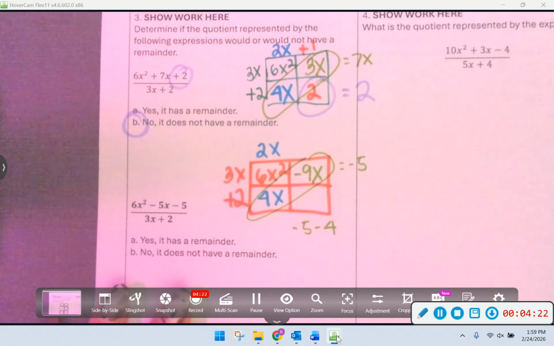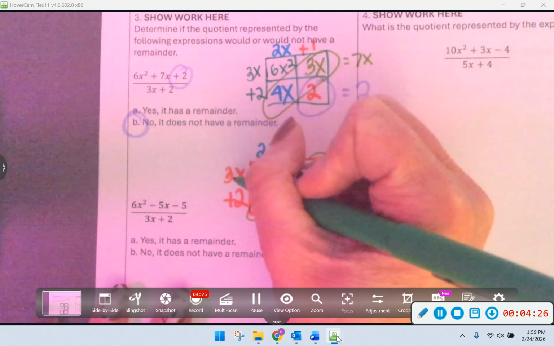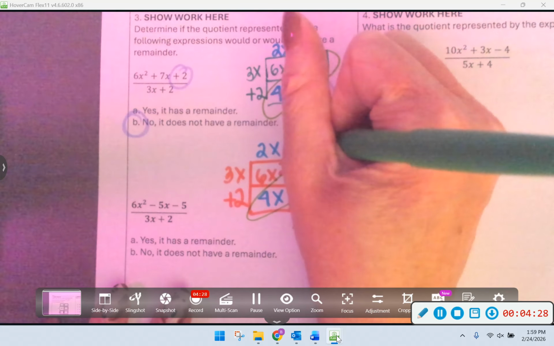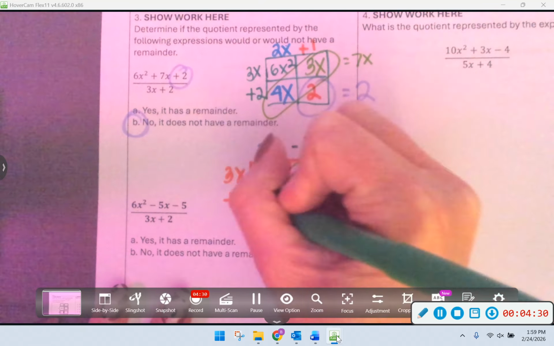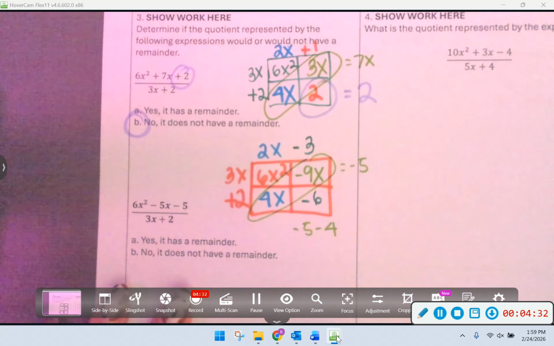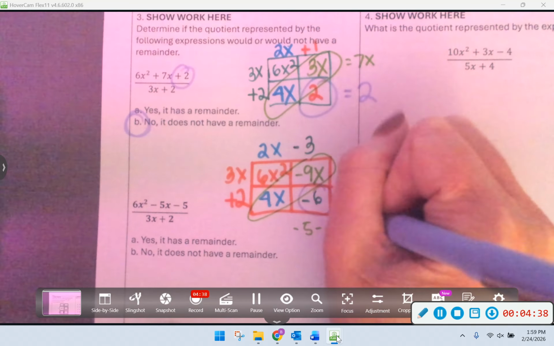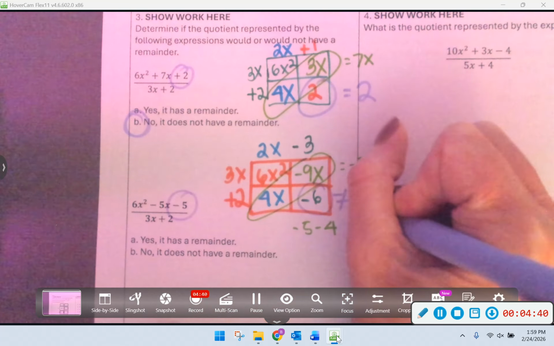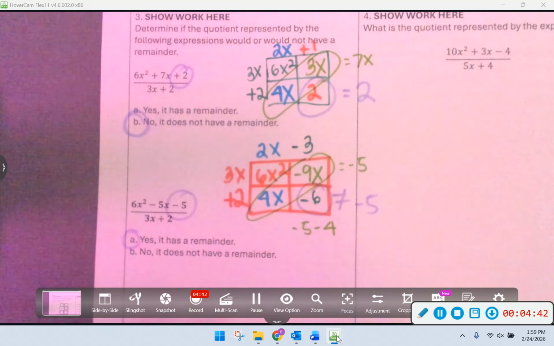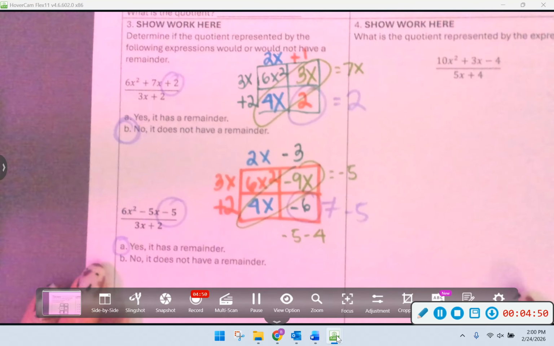All right. What times 3x gets me negative 9? Negative 3. Negative 3 times 2 is negative 6. Now this does not equal my last term, negative 5. So yes, we will have a remainder. And you don't need to know what the remainder is, just if it does. Okay?